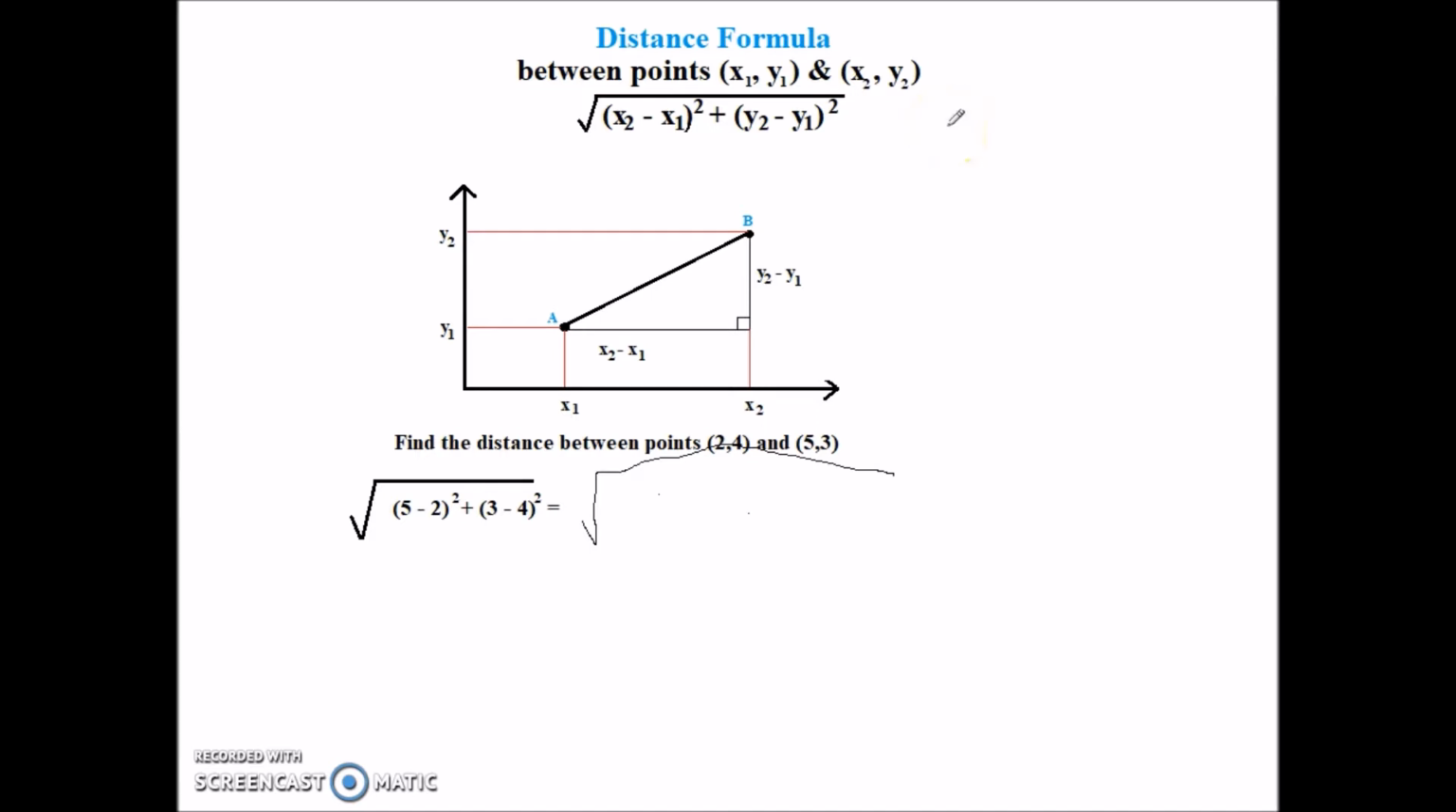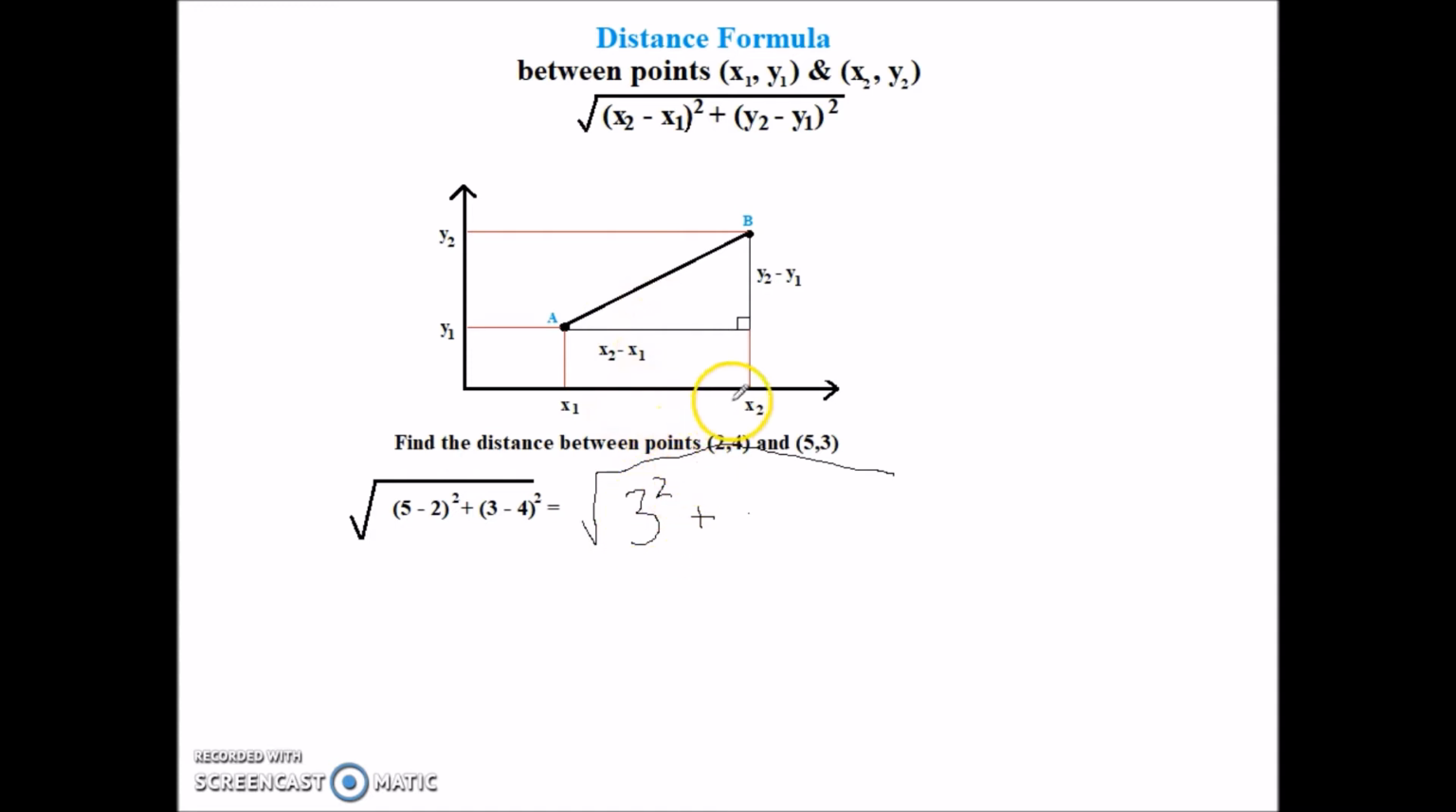5 minus 2 will give us 3. And remember to write the square root first, as I've done, because otherwise, once you've done all of the calculating, you might forget that you need to square root what's left. And then this is the value from the x's.